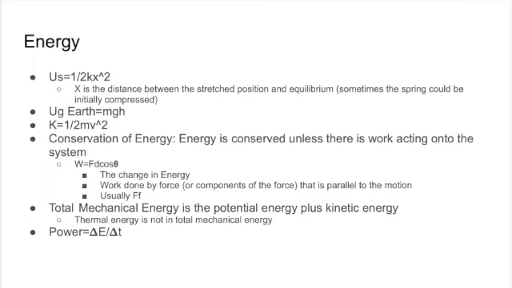And Us, Ug on Earth, and K are also commonly used energies. And we have to focus on conservation of energy. Conservation of energy means energy is conserved unless there's work acting onto the system. So work is defined by Fd cosine theta, meaning work is done by force or components of the force that is parallel to the motion. It is usually going to be a force of friction.